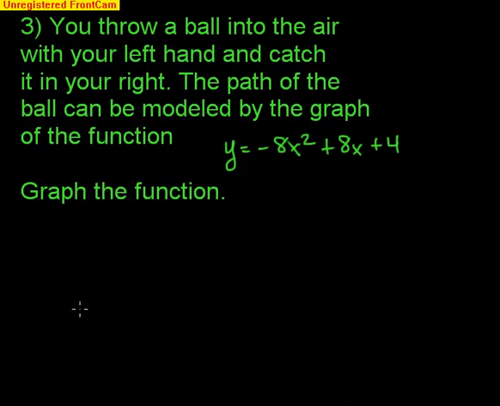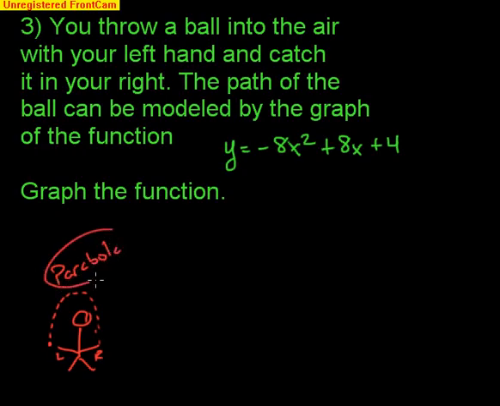Let's pretend we're this person and we're standing right here. This would be my left hand, this is my right hand. So here's my ball. What I do is I toss it up, up, up, and then it comes down in my right hand. Notice that this is the shape of a parabola, and a parabola is what these quadratic functions are. X squared means parabola. We are going to draw this path of the ball.